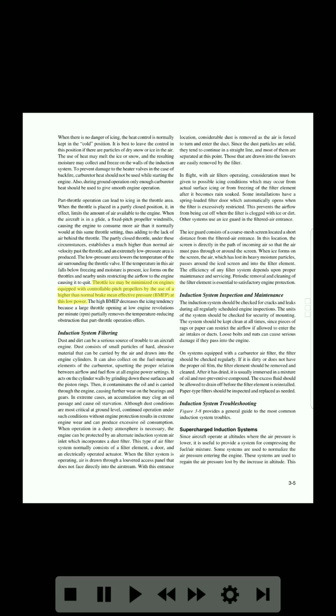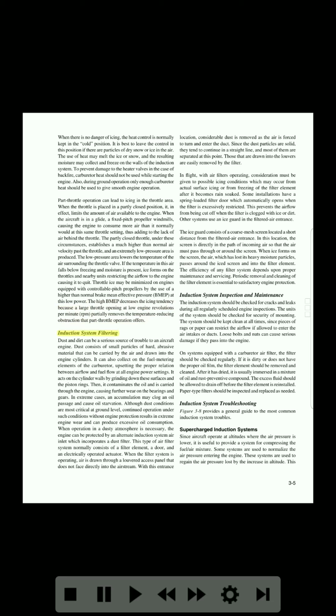Throttle ice may be minimized on engines equipped with controllable pitch propellers by the use of a higher than normal brake mean effective pressure, BMEP, at this low power. The high BMEP decreases the icing tendency, because a large throttle opening at low engine revolutions per minute, RPM, partially removes the temperature reducing obstruction that part throttle operation offers.